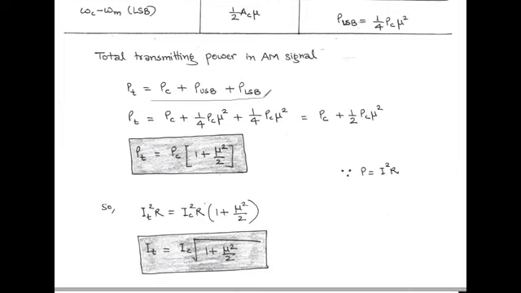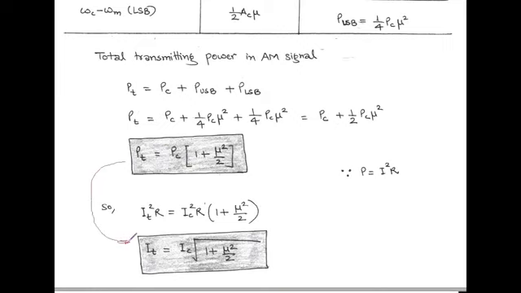So we add the power of the carrier plus the power of the upper sideband and the power of the lower sideband. After adding these powers, we get a formula to determine the total transmitting power of the AM signal, and it is equal to Pc within bracket 1 plus mu square upon 2. So we remember this formula, that is total transmitting power PT equals Pc within bracket 1 plus mu square upon 2.